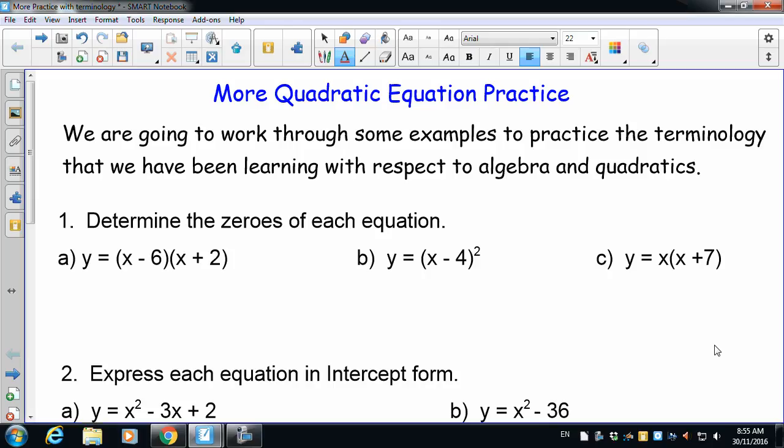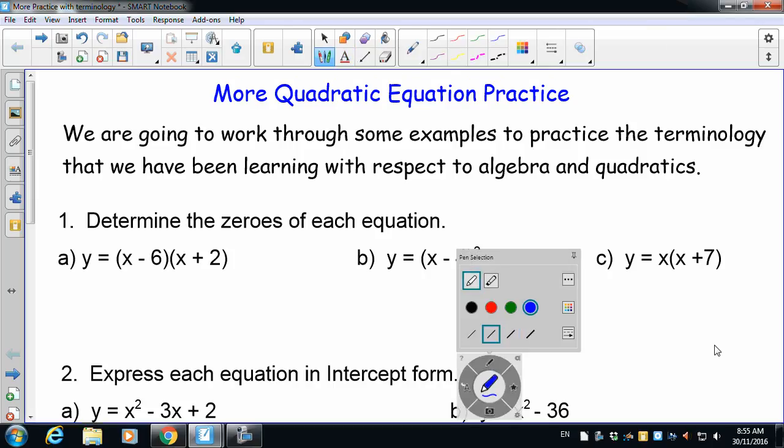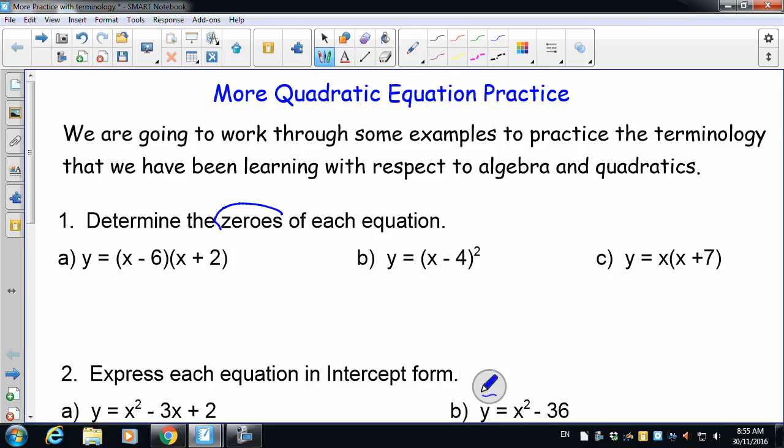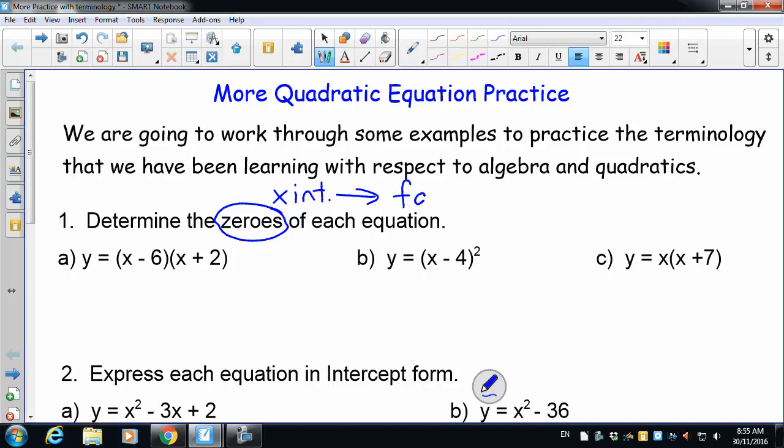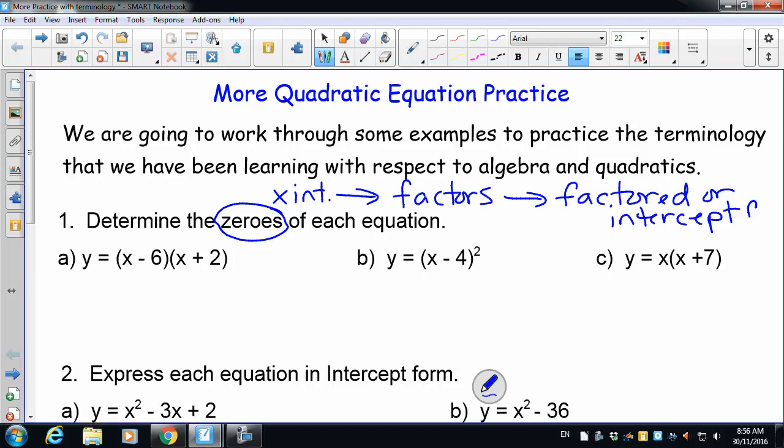So first question, determine the zeros of each equation. Should be automatic at this point, but when you see the term zeros, you should know that means x-intercepts. And when you think of the term x-intercepts, the x-intercepts come from the factors. So if they come from the factors, then you want to make sure that your equation is in factored form, or it's also called intercept form.